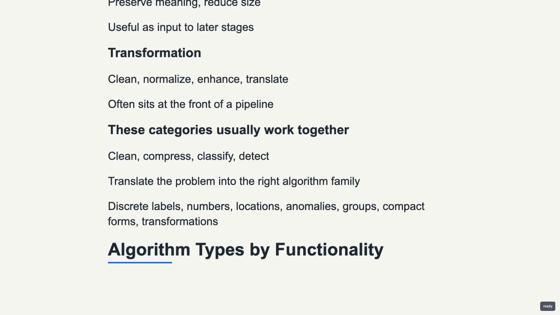Algorithm families become much easier to recognize when you sort them by the job they do. The outputs tell you a lot about the problem, and that is the quickest way to choose a useful model family.